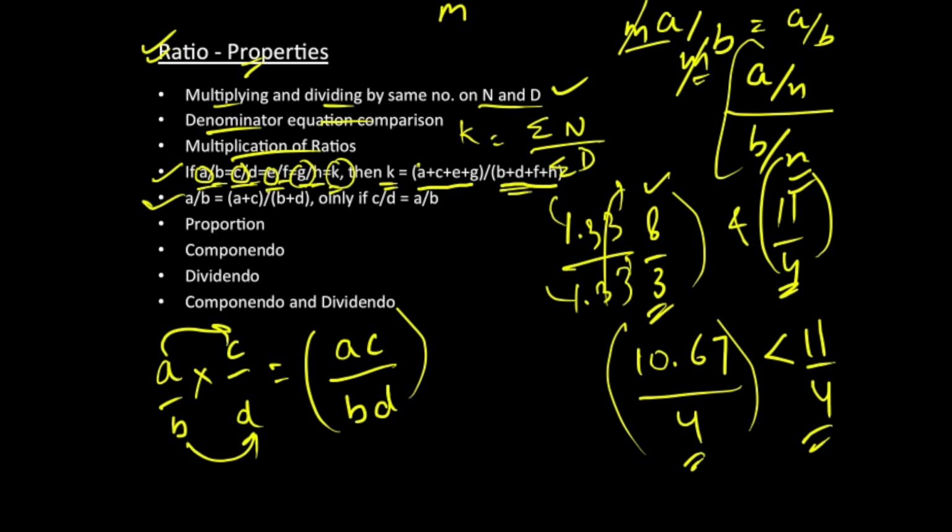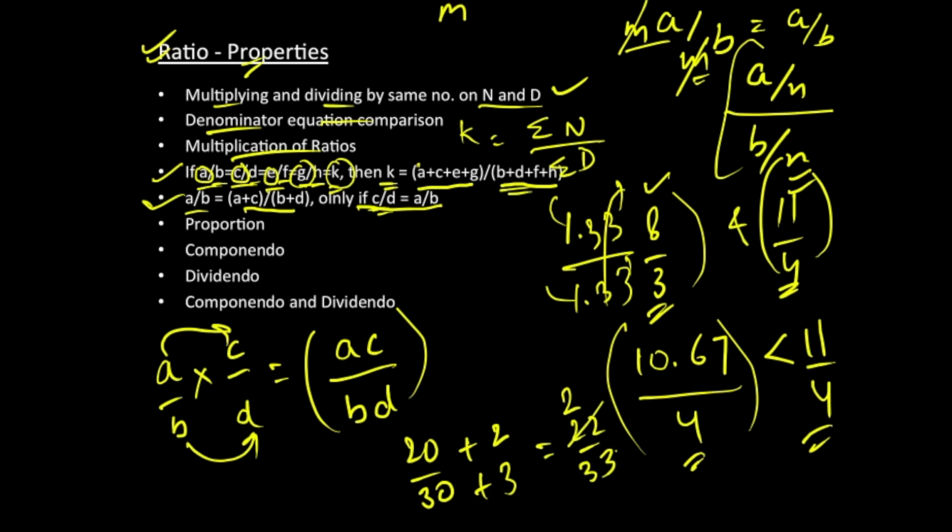Okay, now the next property says A upon B is equal to A plus C upon B plus D only if C upon D, which is being added to A and B, is equal to A upon B. So consider a number, let's say 20 upon 30. If you add 2 here and 3 here, you will get 22 upon 33. If you simplify it, it will become 2 upon 3. So the final answer is the same as 20 upon 30, because 20 upon 30 is also, 0 gets cancelled out, 2 upon 3.